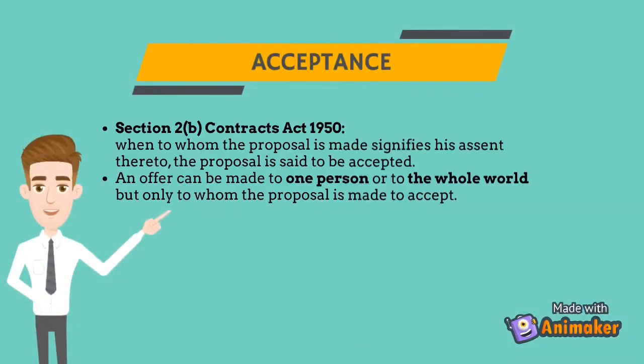Next, I would like to talk about acceptance. In Section 2(b) Contracts Act 1950, when the person to whom the proposal is made signifies his assent thereto, the proposal is said to be accepted. An offer can be made to one person, to a group of persons, or to the whole world, but the above provision shows that only the person to whom the proposal is made is capable of accepting.